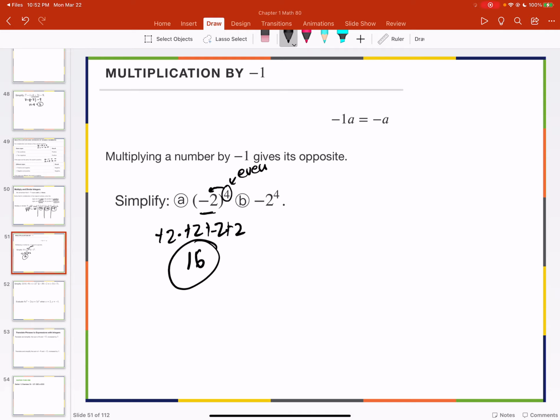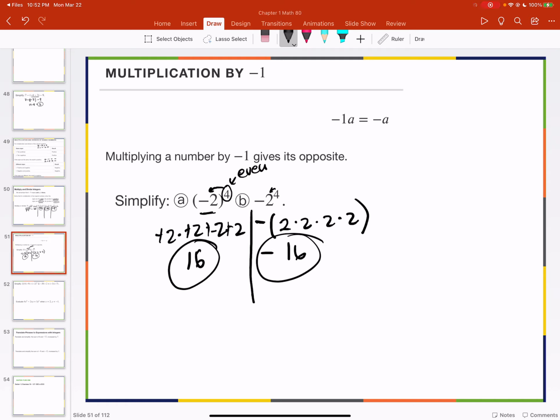Okay, so what about B though? You have negative 2 to the 4th. So what that actually is, you're saying the opposite of 2 times 2 times 2 times 2, right? Because this exponent only applies to just the 2, not the negative. So this will be -16. Okay, so interesting. They're different. So make sure you're aware of that.